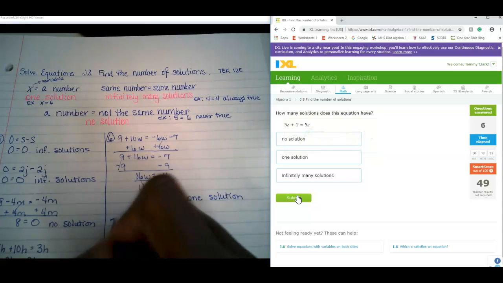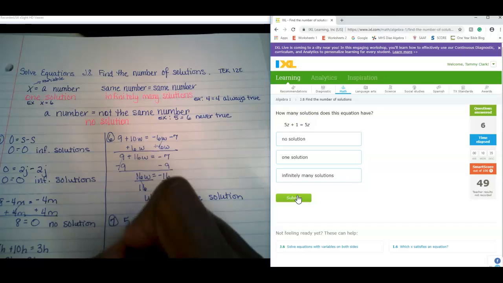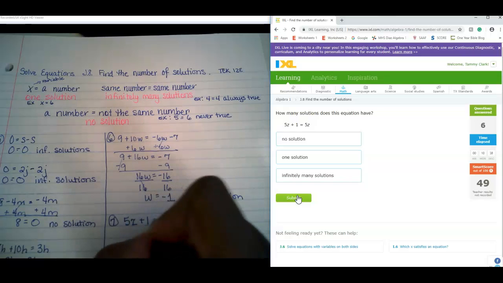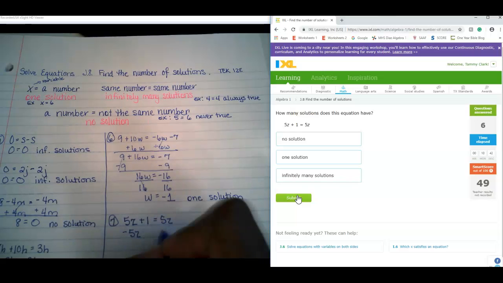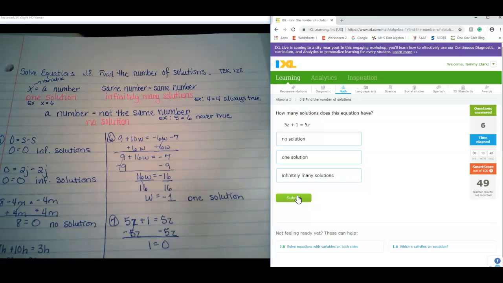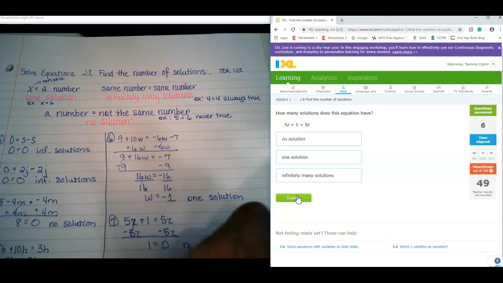Number 7, we've got 5z plus 1 equals 5z. Well, if I subtract 5z from both sides of the equation, I end up with 1 equals 0. That will never be true, so this would be no solution.